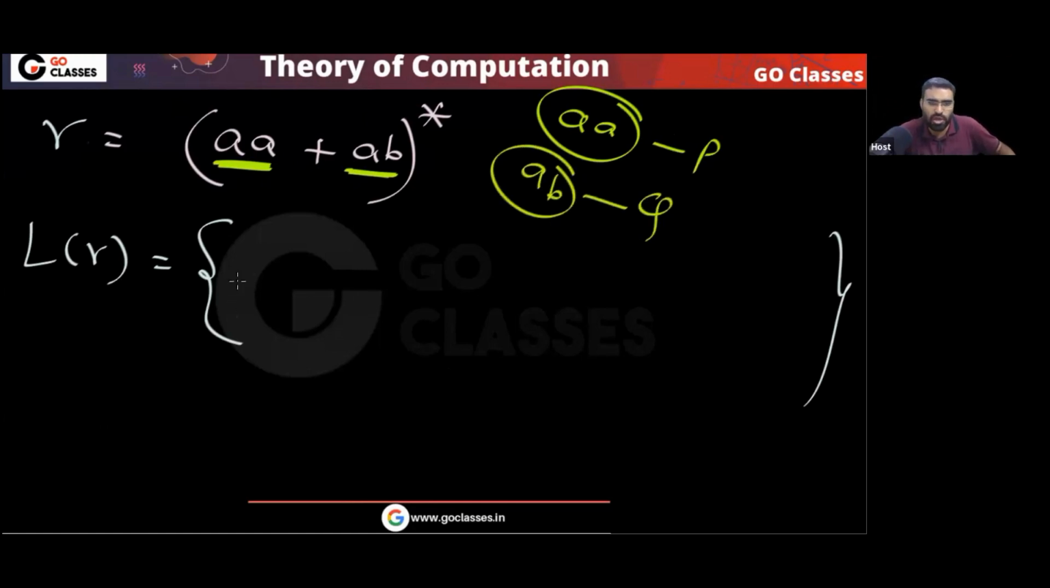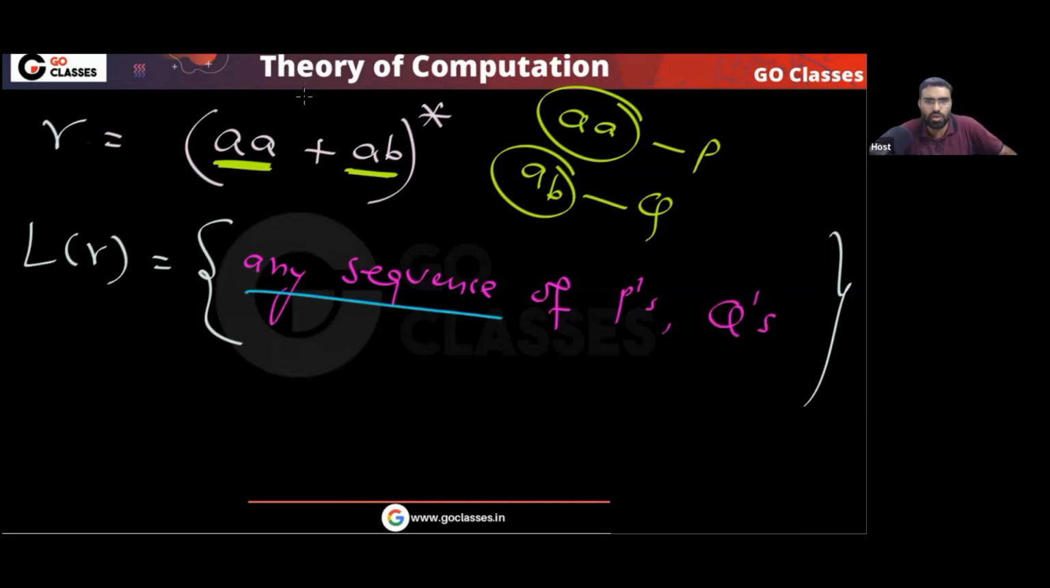So what type of strings do you have? Any combination of P comma Q, right? Yes or no? Any sequence of P's comma Q's, that will be your language. Agree with me? Yes or no? Any sequence of P's comma Q's, that will be your answer.